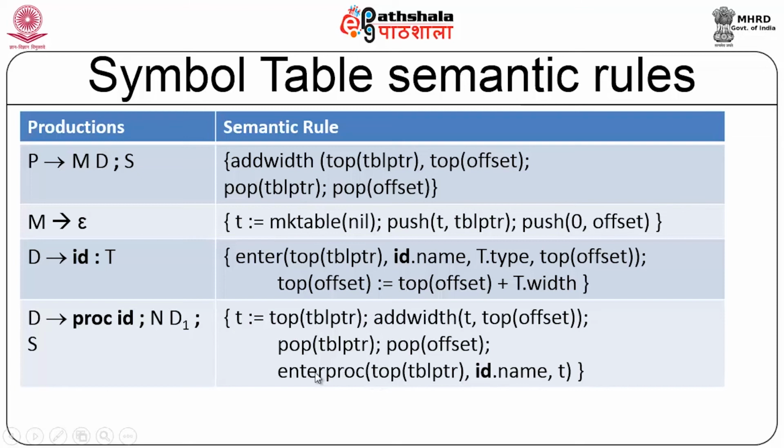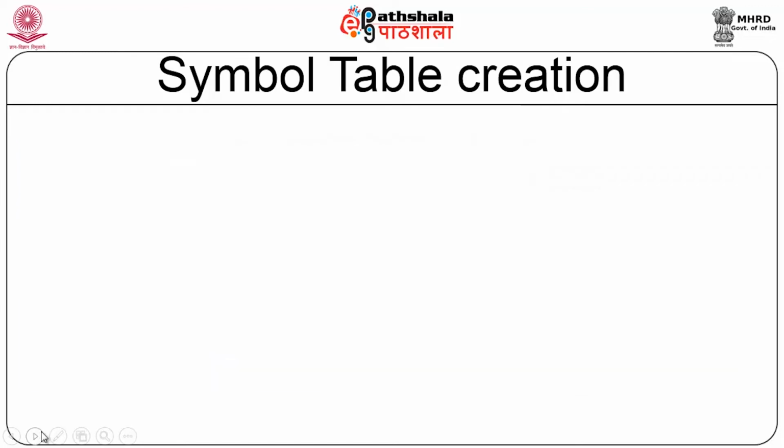So, enter procedure in the top of table pointer. This is to be done to link the parent symbol table with the current symbol table. So, id dot name is the name of the new function which is getting called, and T is its address. This will be done before this is going to be executed. So, that is what we do in this particular symbol table.